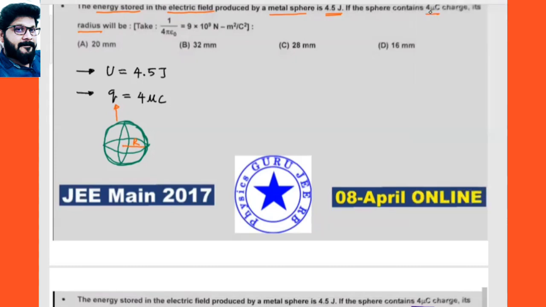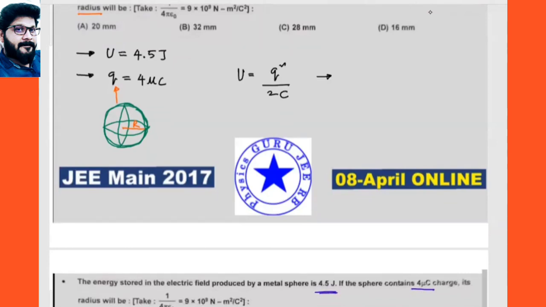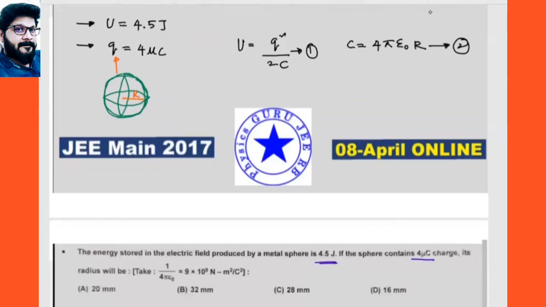U is equal to the energy stored. I can write Q square divided by 2C. It's a spherical capacitance, C equals 4 pi epsilon naught into R. Let me take these as equation number 1, the energy stored in the capacitor, and equation number 2, the capacitance of a spherical capacitor. Now substituting equation 2 in 1, U equals Q square divided by 2 into C, that is, 8 pi epsilon naught into R. Otherwise, you can make it 2 into 4 only.